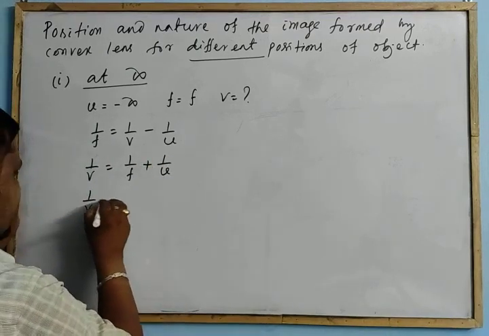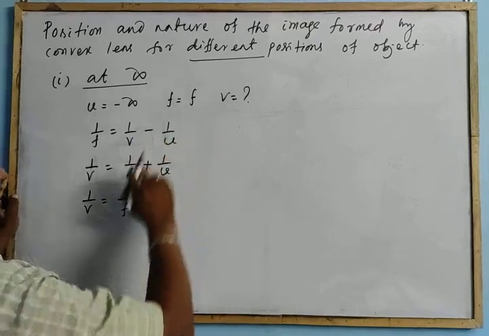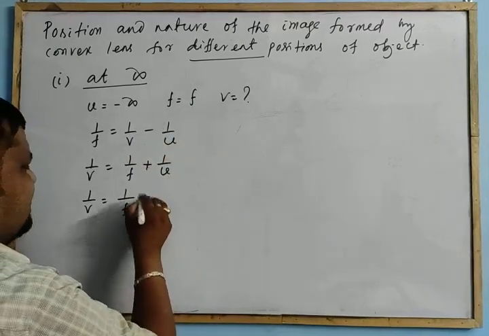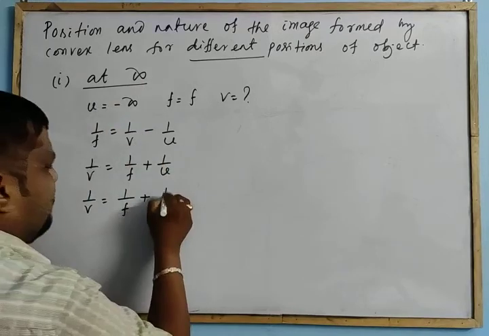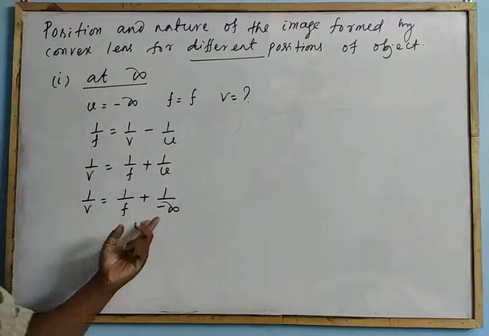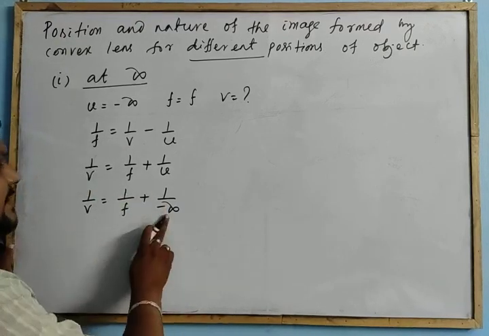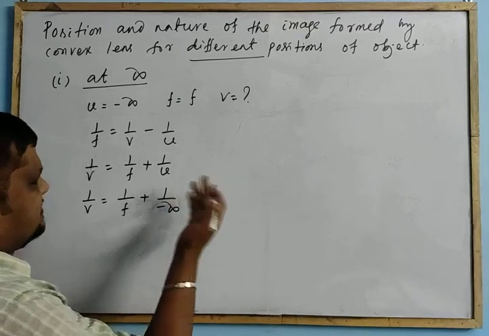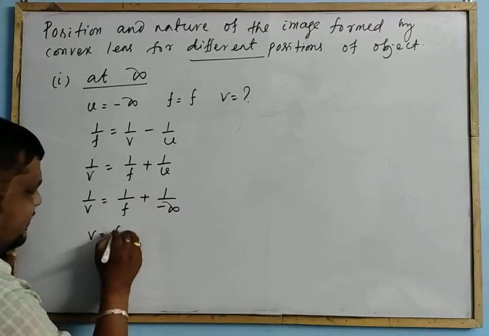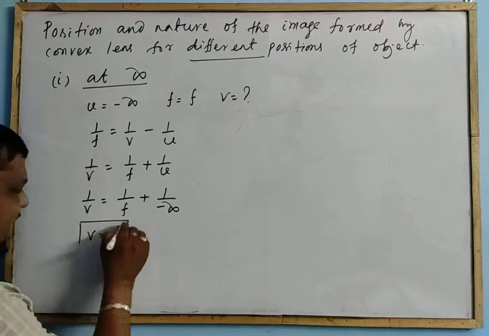So 1/v = 1/f + 1/u, where u is plus or minus whatever it may be, minus infinity. 1 by minus infinity will be 0. So no need to take this minus or plus, it does not matter here. Minus infinity means 1 by infinity is 0, minus 0, plus 0, same thing. So v is equal to f. I will get the image at v is equal to f.